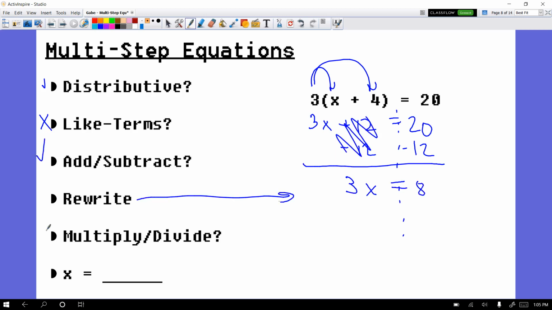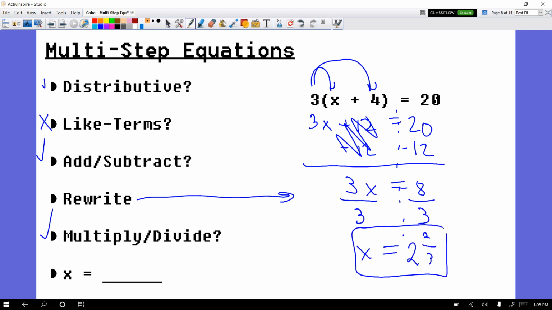Rewrote it. Multiply or divide? Yep. So multiplying by 3, so divide by 3. X equals 2 2/3. So this is the relevance of having an improper fraction and knowing how to turn that into a mixed number. 3 goes into 8 2 times, and you have a remainder of 2 out of the 3 parts.